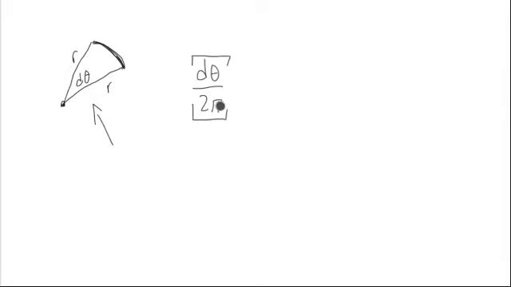Now the circle that we're taking a fraction of the area of has a radius of r and an area of pi r squared. Notice how the pi's cancel. And so the area of this basic rectangle shape is simply r squared over 2 d theta.